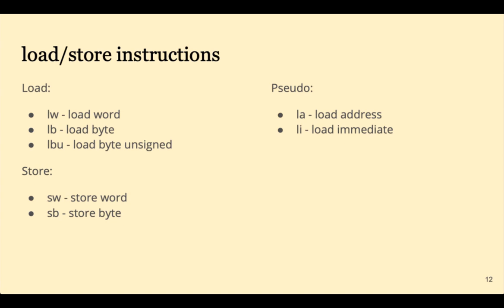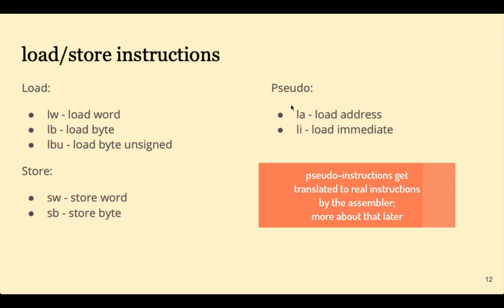Here is a list of common load store instructions. We've used load word and store word, but there's also load byte and load byte unsigned, generally used for a character, and store byte. There are also load and store instructions for half words, but I don't find those very useful. In addition, we have a couple of load pseudo instructions which we've mentioned: LA for load address and LI for load immediate.